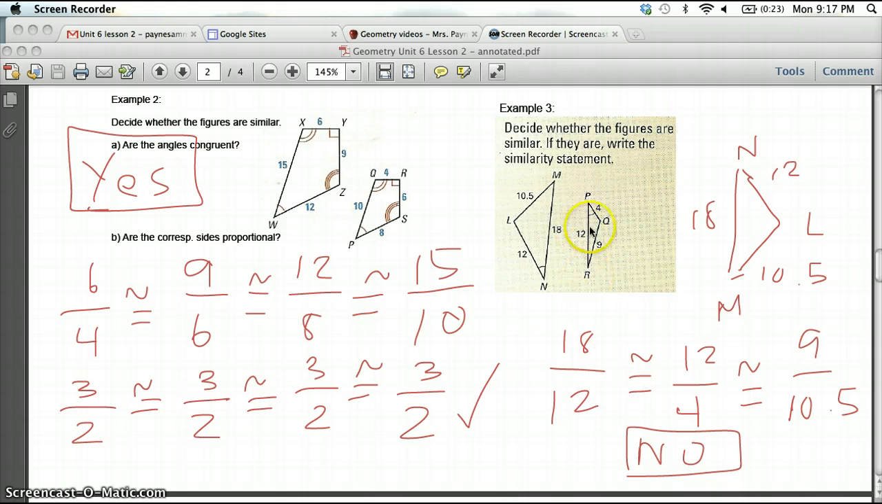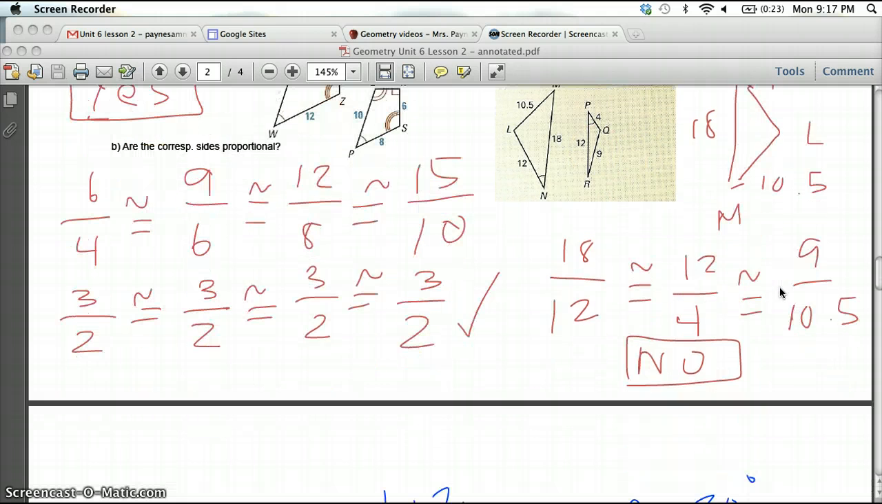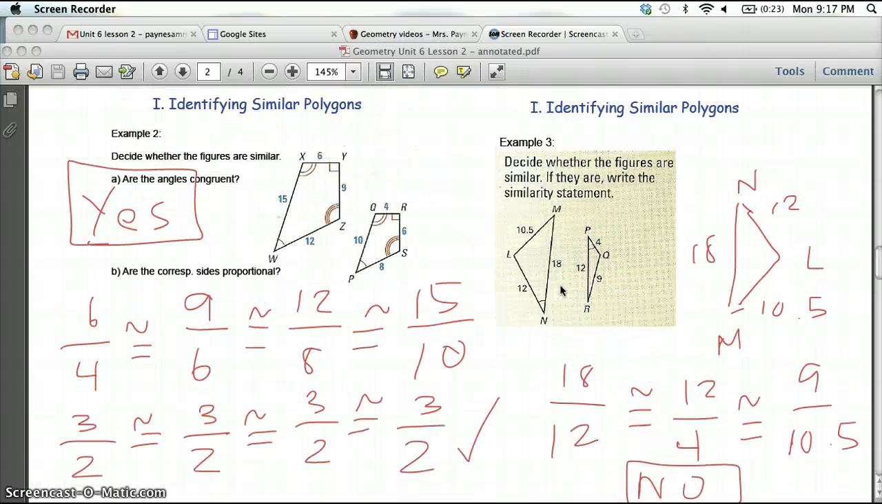Then we've got 12 over 4, and we have 9 over 10.5. Now, if you notice, even if we reduce them, they're not going to be proportional. Therefore, these triangles are not similar.